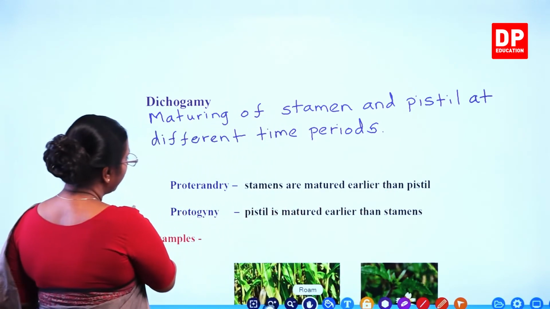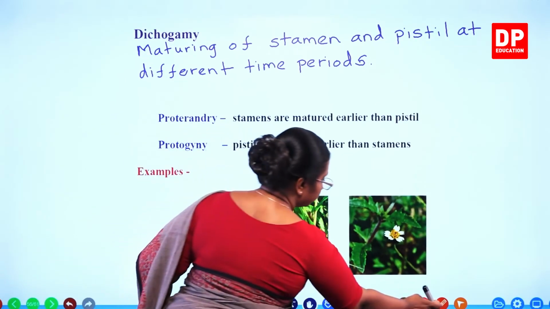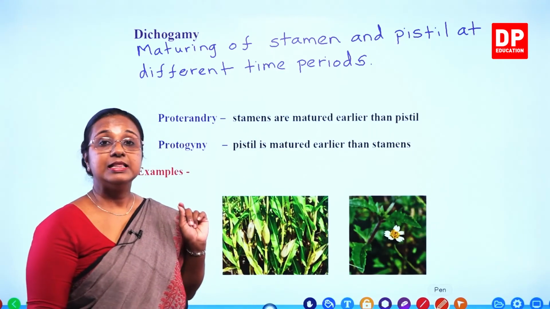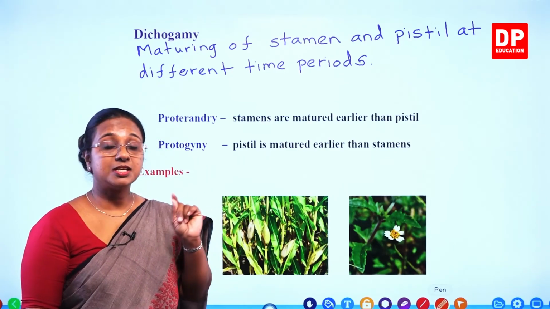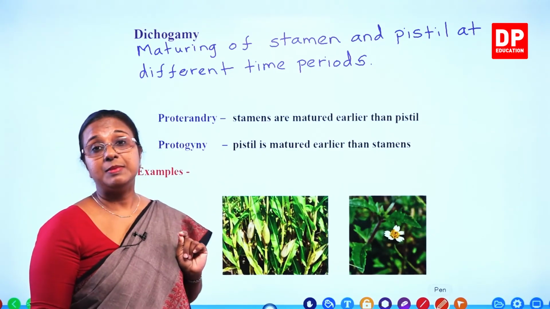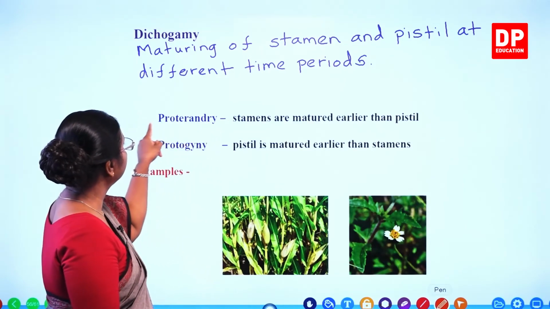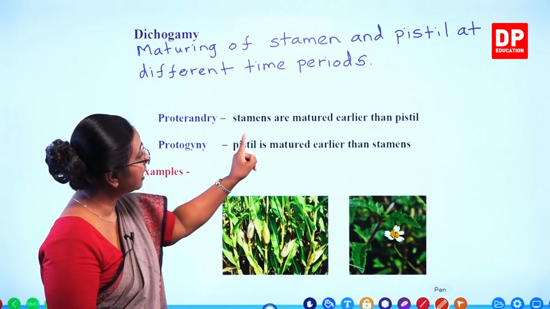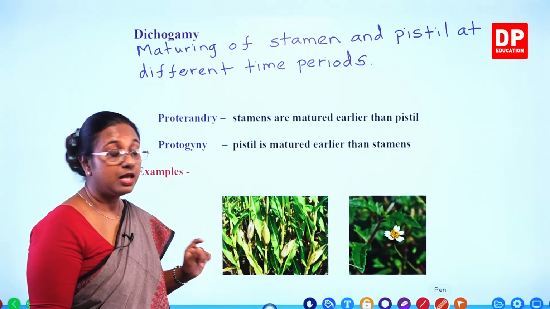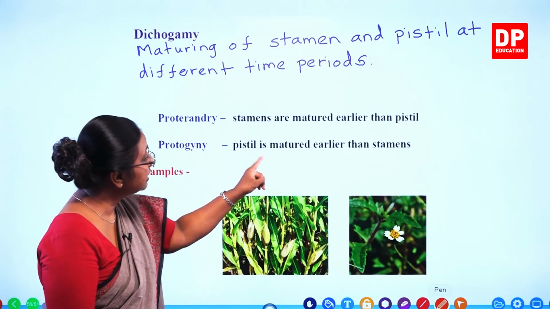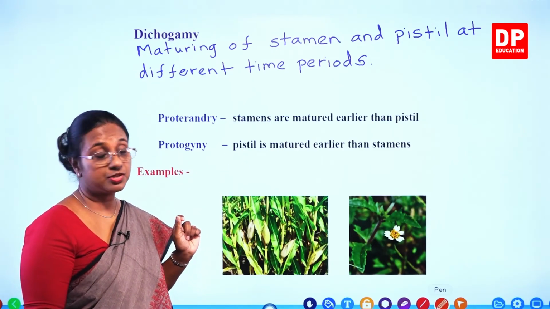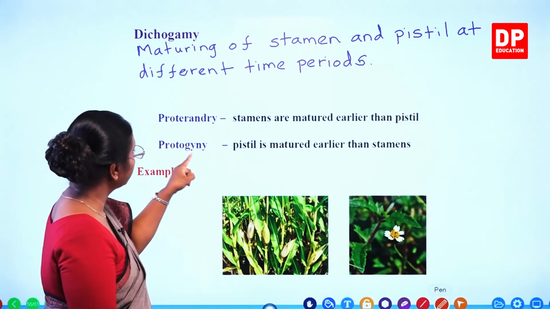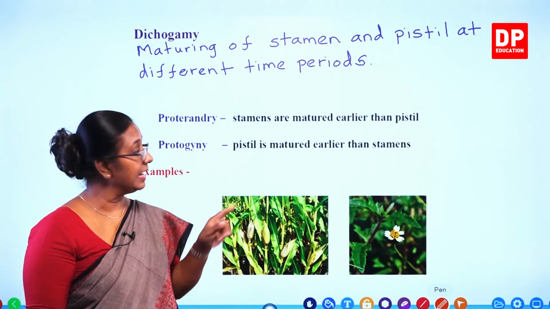So depending on how this happens, if stamens are matured earlier than the pistil, that is, the male reproductive structure is mature before the female reproductive structure, we call it proterandry. Proterandry means stamens are matured earlier than pistil. Protogyny means pistil is matured earlier than the stamens. So proterandry, stamens are matured earlier than pistil. Protogyny, pistil is matured earlier than stamens.